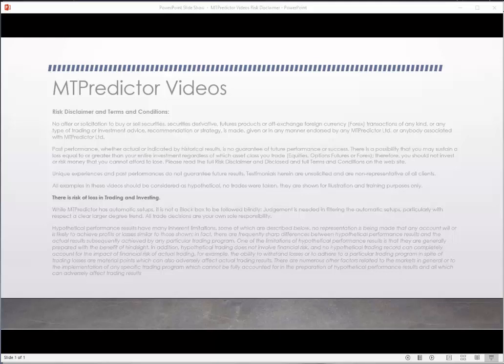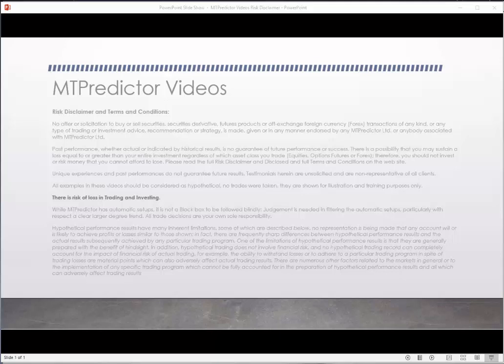In today's MTPredictor video, I'd like to take a look at an Elliott 5-wave sequence and see what happens once a 5-wave sequence is complete. As an example, I'd like to have a look at the Indian markets again, and this time look at the BankNifty, which is one of the main indices over there in India.